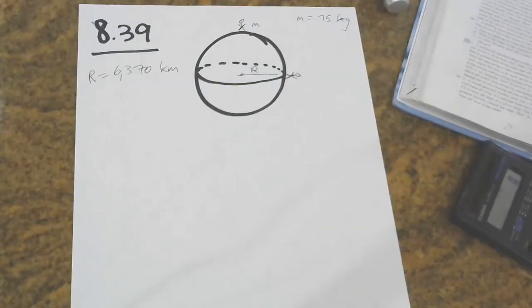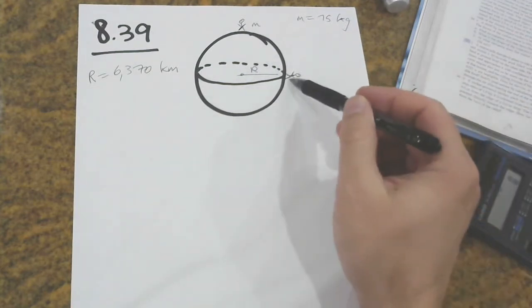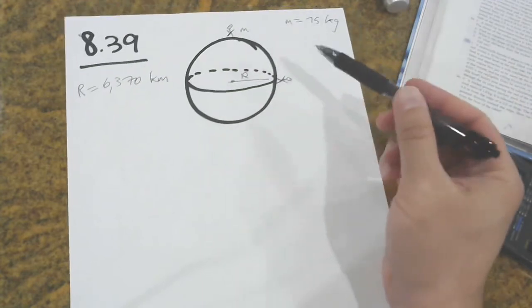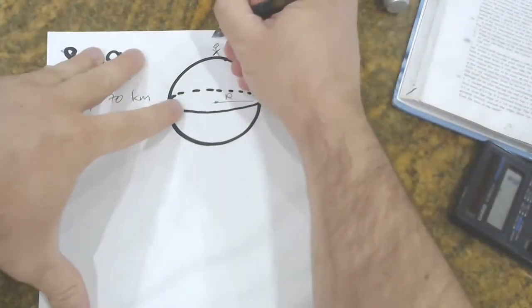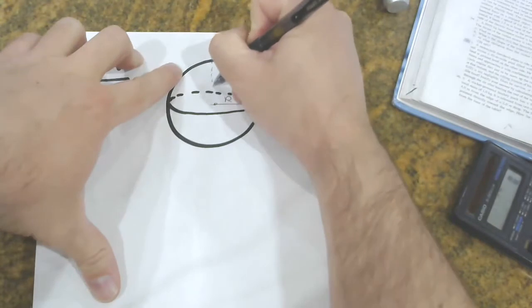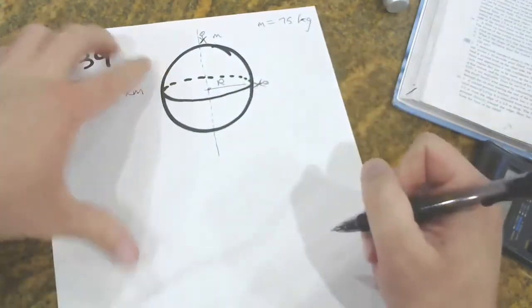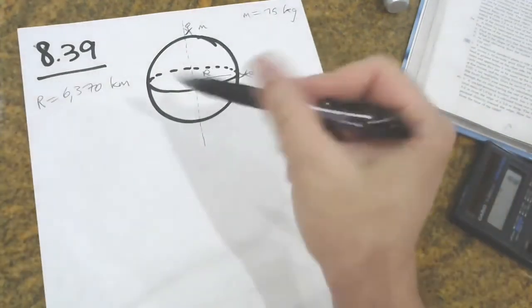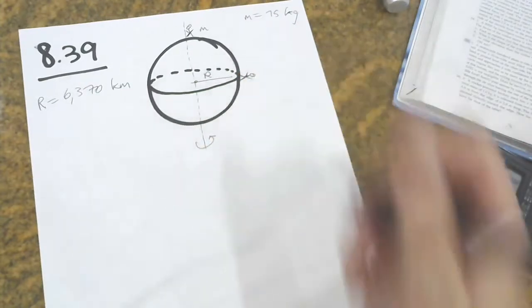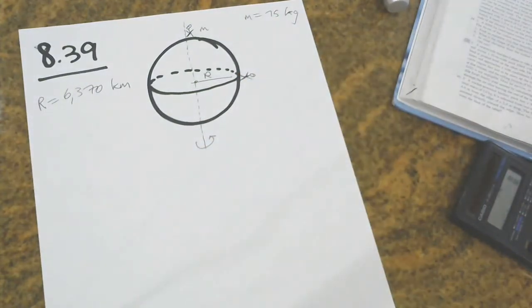Here's a fun one. We're supposed to investigate whether a person would weigh more at the equator or at the North Pole, or is there no difference? So let's not forget that the Earth is rotating about an axis. That axis, by definition, passes through the South and North Poles, and it takes roughly 24 hours to rotate once about that axis.